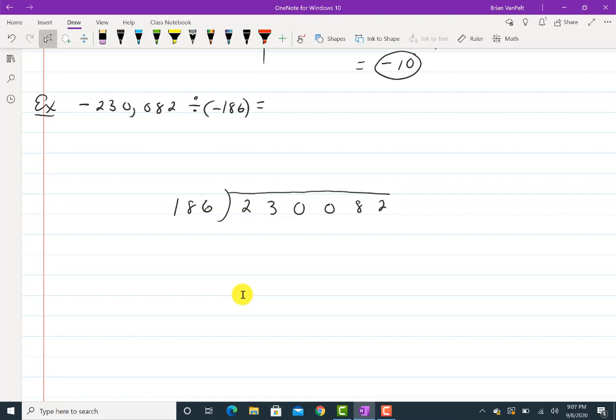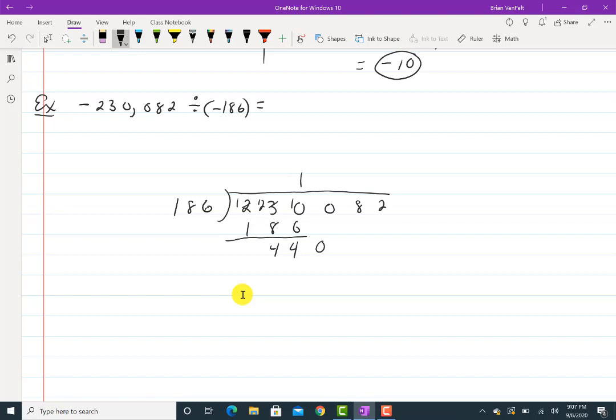So let's start. The 186 is not going to go into 2, it's not going to go into 23, but it will go into 230 one time. Now 1 times the 186, and then let me subtract that line. So in order to do that, I'm going to have to borrow. 10 minus 6 is 4, and then I have 2 minus 8. I can't do that unless I borrow again. 12 minus 8 is 4. And now I'll bring down a 0. You're allowed to do that one time.